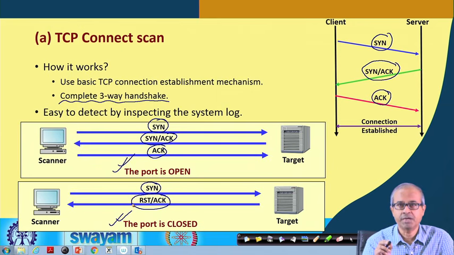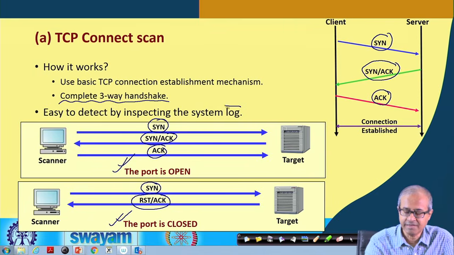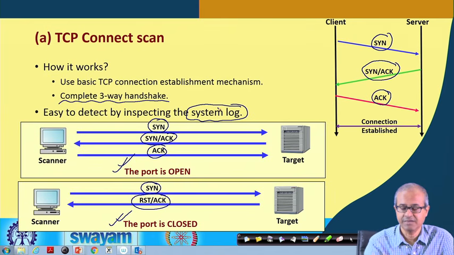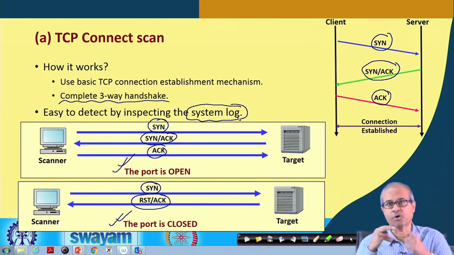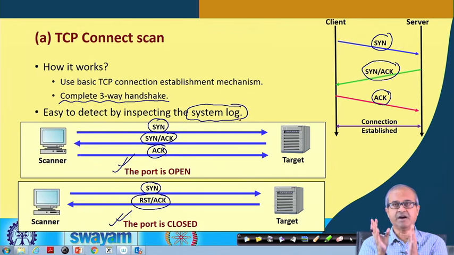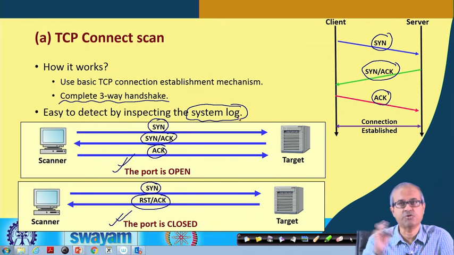Now, the point to note is that this kind of mechanism can detect whether a port is open or not, but the system administrator can easily detect this by looking at the system log, because all TCP connections are logged in the system log, and this is a valid TCP connection you are trying to establish. So, this will also go into the log. Okay.